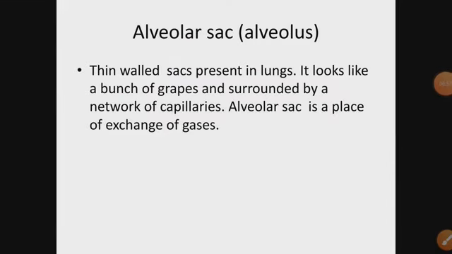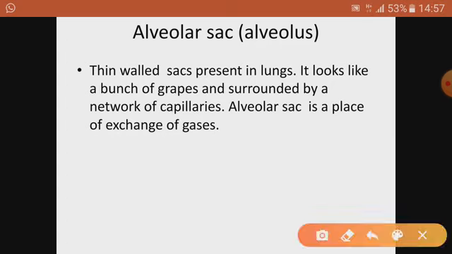Now we will discuss the alveolar sac or alveolus. These are thin walled sacs. Sacs means bag-like structures present in the lungs. It looks like a bunch of grapes and is surrounded by a network of capillaries. Alveolar sac is the place for exchange of gases. Very important point, this one.